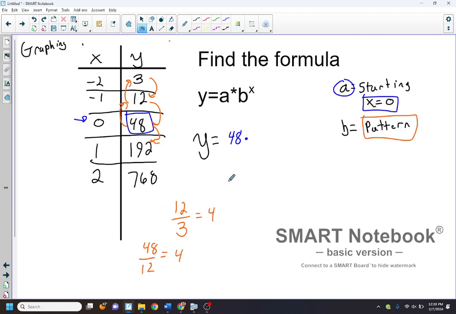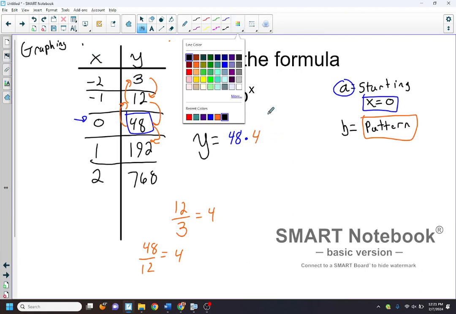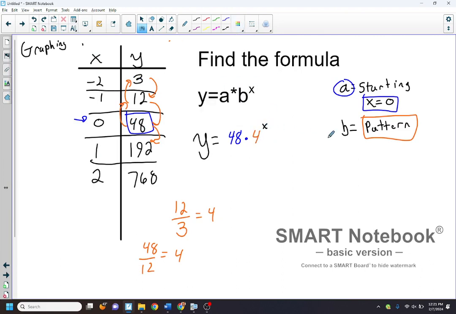You can't graph 2 commas 768. I'm not asking you to graph this, though. Oh, you don't graph this one? I'm giving you the table, you just give me the formula. So it's 4 to the x power. So the two things I look for in this question are the a value and the b value. That's the only thing that ever changed in this question, okay?